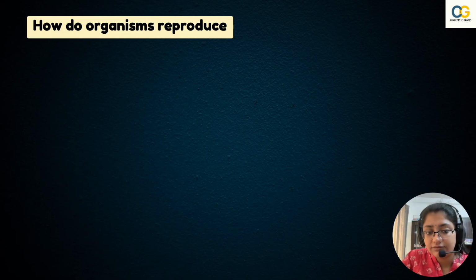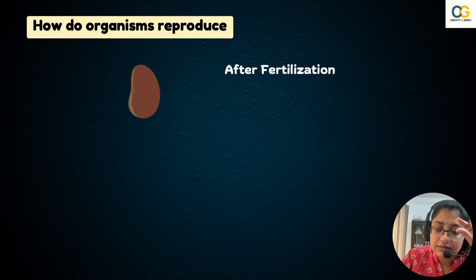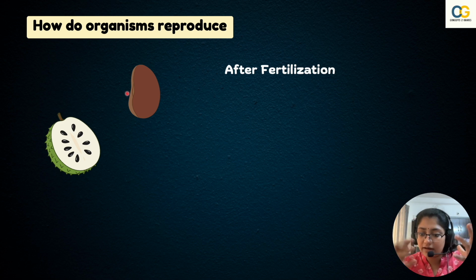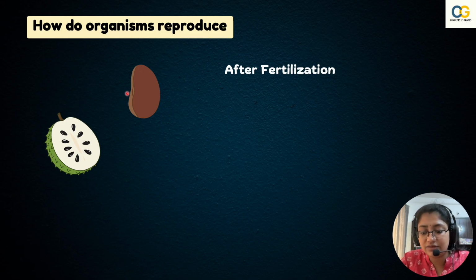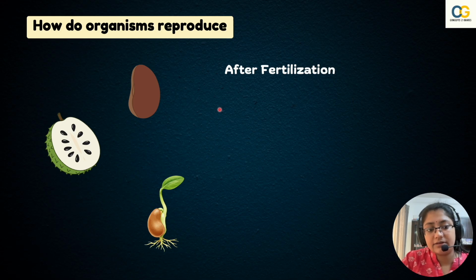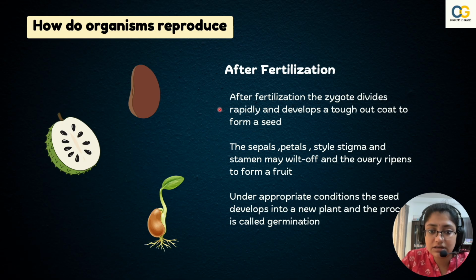And once that is formed, the fused male and female gamete is called the zygote, which becomes the seed of the flower. And this seed is present inside the ovary, which ripens into the fruit. So all our fruits are nothing but the ovaries of the flower. And then this seed, when put inside the soil, once everything else falls off, becomes another plant, which is called germination.